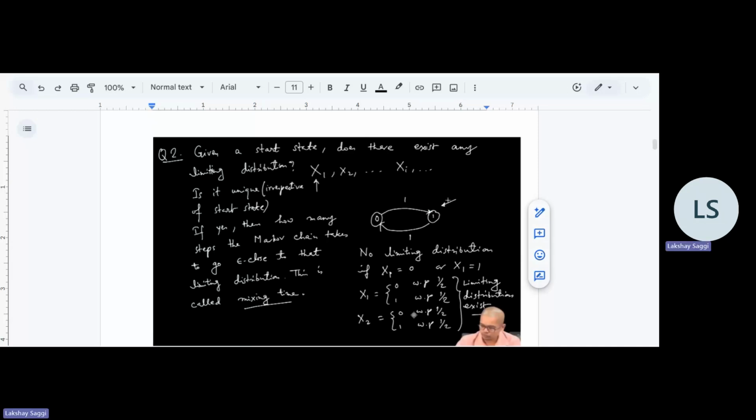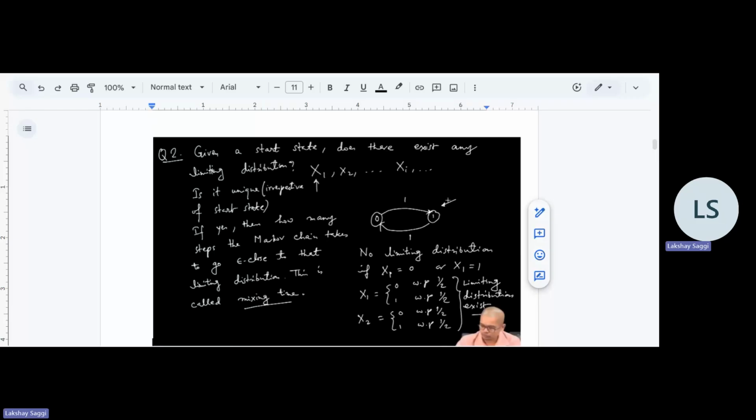Then at x2 also, you will be at state 0 with probability half, and you will be at state 1 with probability half. And so x1, x2, x3 and all will actually be the same, which will be the distribution that you are at state 0 with probability half and you are at state 1 with probability half.